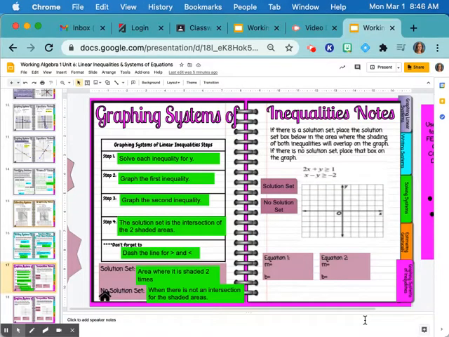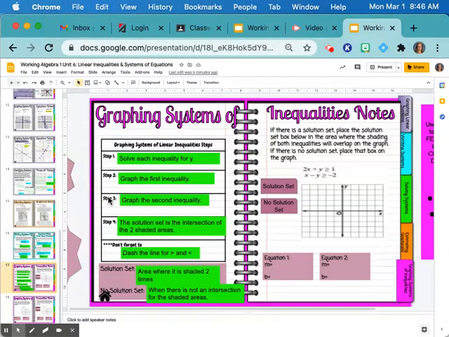We are continuing to graph systems of inequalities. These were the steps that we talked about on Friday. Solve each inequality for y. Graph the first inequality, graph the second, and the solution set will be the intersection of the two shaded areas.